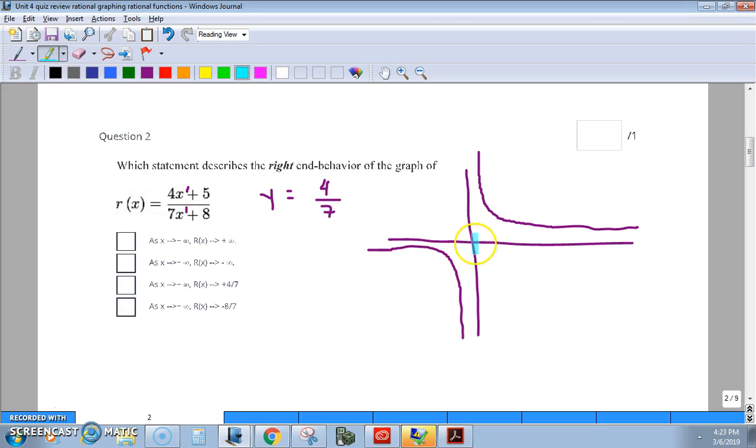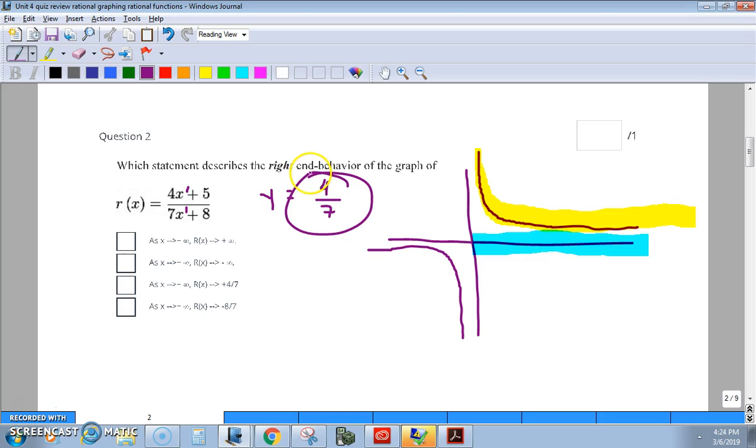As x is getting bigger, that means that this line is going to get closer and closer to what is our horizontal asymptote? 4 over 7, right? And as x gets smaller and smaller, whoops, I drew this one wrong. This is actually going to go up across here. And as x is getting smaller here, it is also going towards 4 over 7.